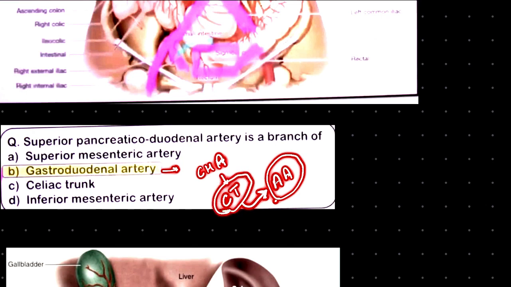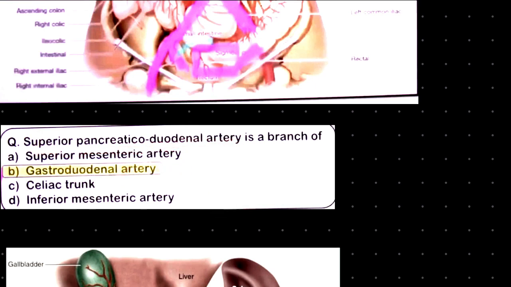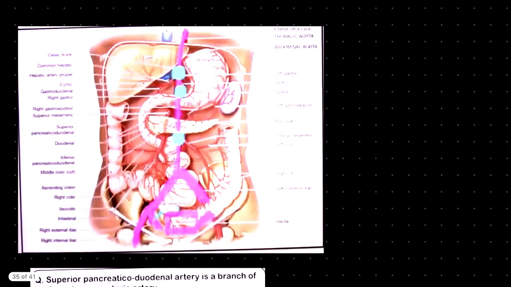So we'll begin with the abdominal aorta, we'll go towards the celiac trunk, and we'll know about the common hepatic artery, and then we'll go toward the gastroduodenal artery, and then toward the superior pancreaticoduodenal artery. So that will be the flow. Similarly, we'll discuss each and everything in this way.